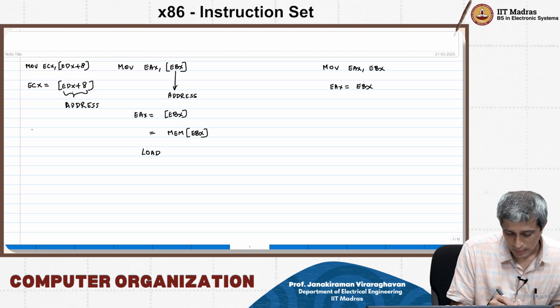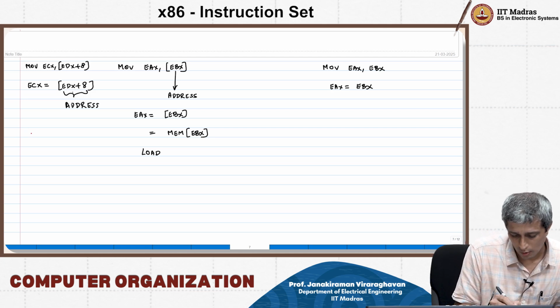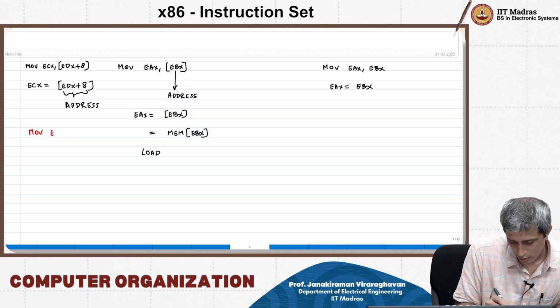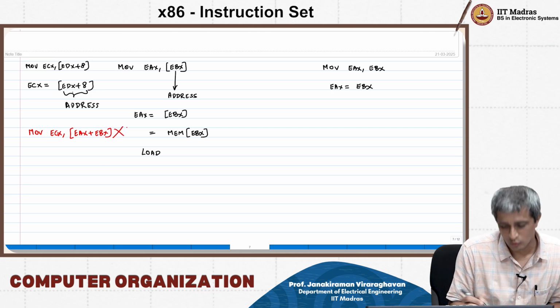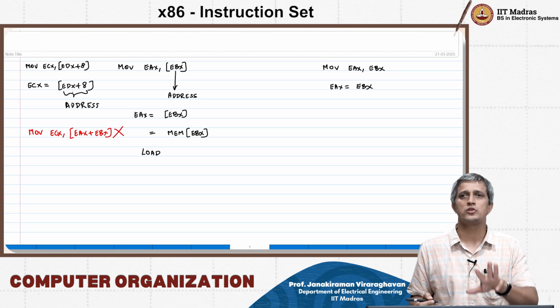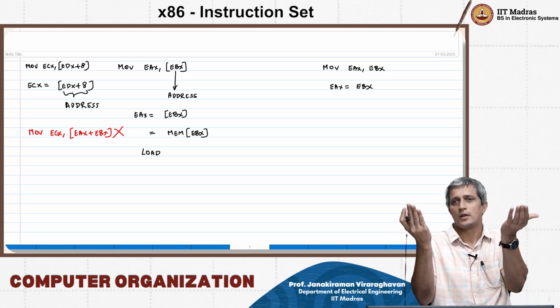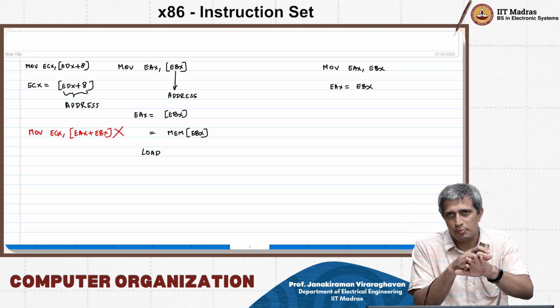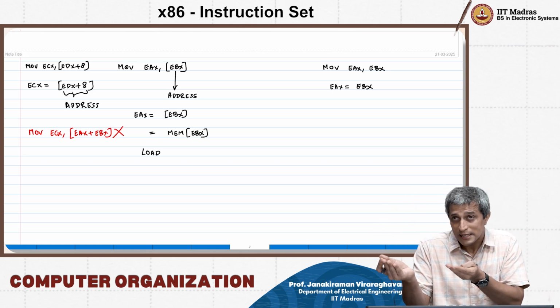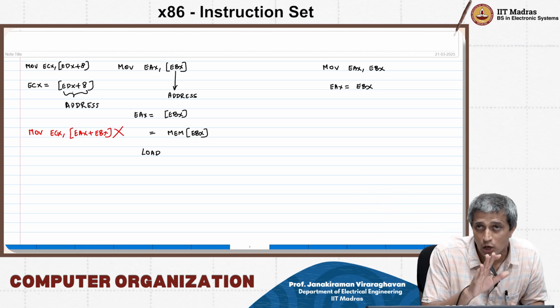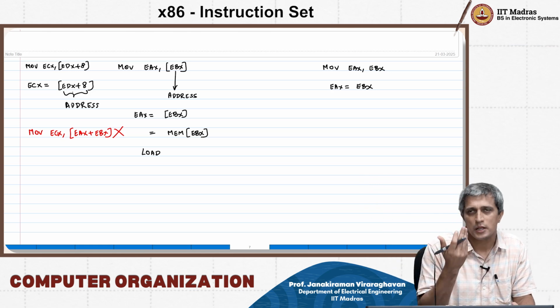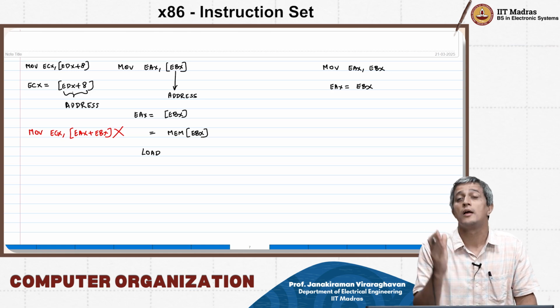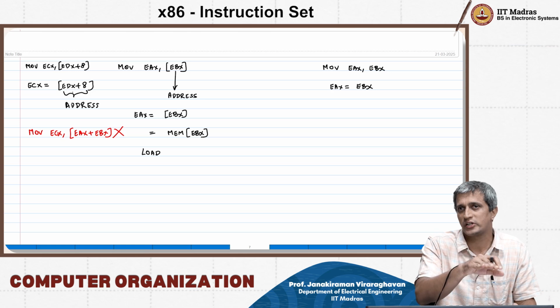It's important to note, I cannot do this particular operation: move ECX, EAX comma EAX plus EBX. This I cannot do because I cannot say use EAX and EBX as two arguments, add EAX plus EBX, then treat that as an address and get me the value from that. Now that is not possible to do, right? It's not that it's impossible to implement this instruction, but the x86 instruction set does not allow this.